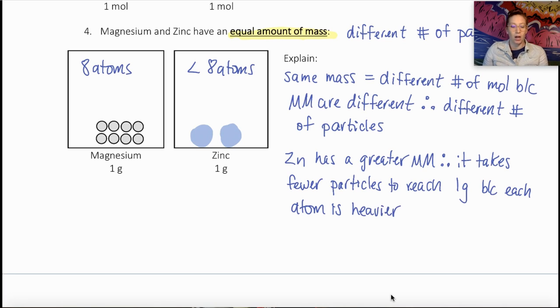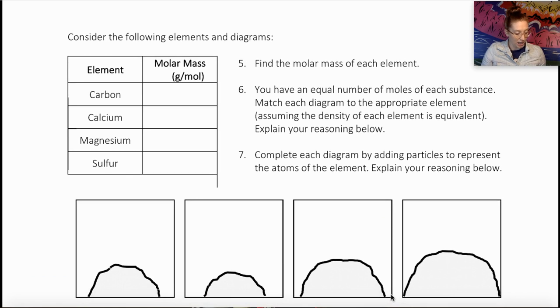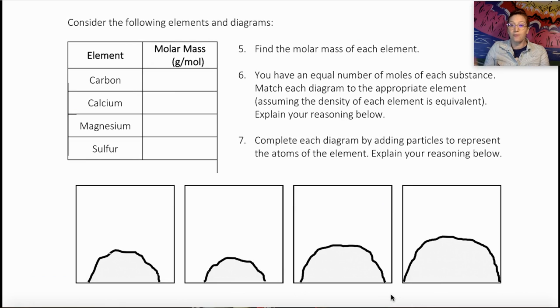Okay, awesome. Taking a look at the back side, all of these questions go together, 5, 6, and 7. First thing, find the molar masses. These come straight from the periodic table, so I'm just going to plug these right in. Notice here that the unit is grams per mole, and that's at the top of the column. In that case, you do not need to place that on each of your values.